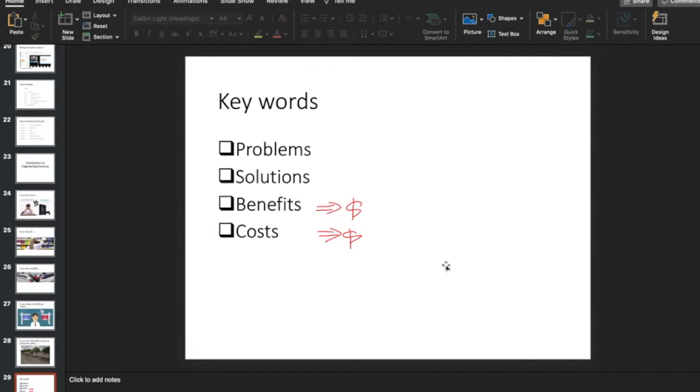And then to make the wise choice, you have to quantify the benefits, and then you'd better translate it into dollars, because dollars are something comparable. And you also have to quantify the costs, and you translate the costs to dollars as well. And then you use the benefits and the costs to compare if that option is the best from all of the options. So the 4 keywords: problems, solutions, benefits, costs. That's all about engineering economy.